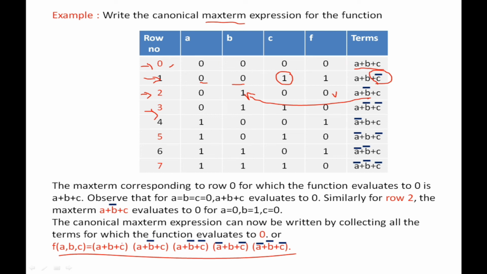It is the product of sum form. All these terms in a Boolean function are coming out because the function has evaluated to 0. So this is how we represent the canonical maxterm form. The function which evaluates to 0 in the maxterm are considered as a maxterm, and those terms will be a part of our Boolean function, the canonical maxterm expression.